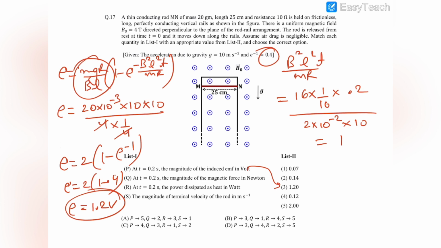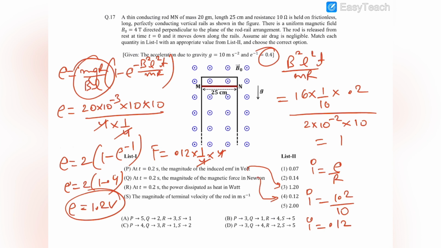And for the magnitude of force, the current would be equal to E by R. So I would be 1.2 by R, R is 10, and I would be 0.12. So the current is 0.12 and the force will be ILB. So 0.12, L is 1 by 4, B is 4. So the force is 0.12. So the correct matching of Q would be 4. So the correct answer would be option D.